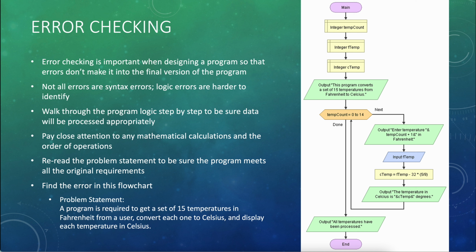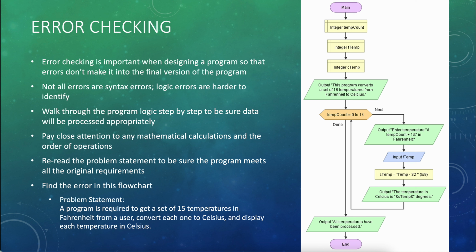Logic errors are harder to identify because they may not cause the program to stop running. So a logic error is an error in the way the program is processing the data. So even if your syntax is correct, it may not be producing the correct output if the logic has an error in it. But because the program may continue running, it may be harder to catch those logic errors. So it's important to walk through the program logic step by step to be sure the data will be processed appropriately. And it's important to know what you are expecting to get out of the program.